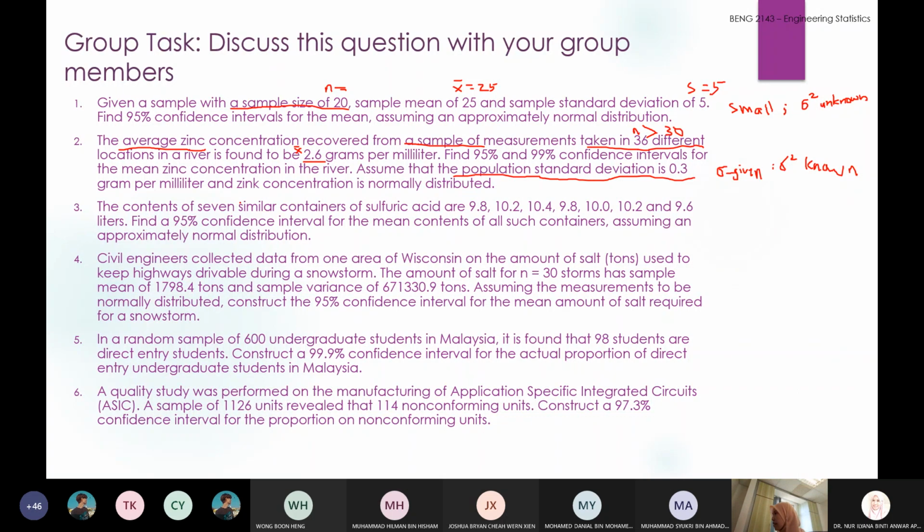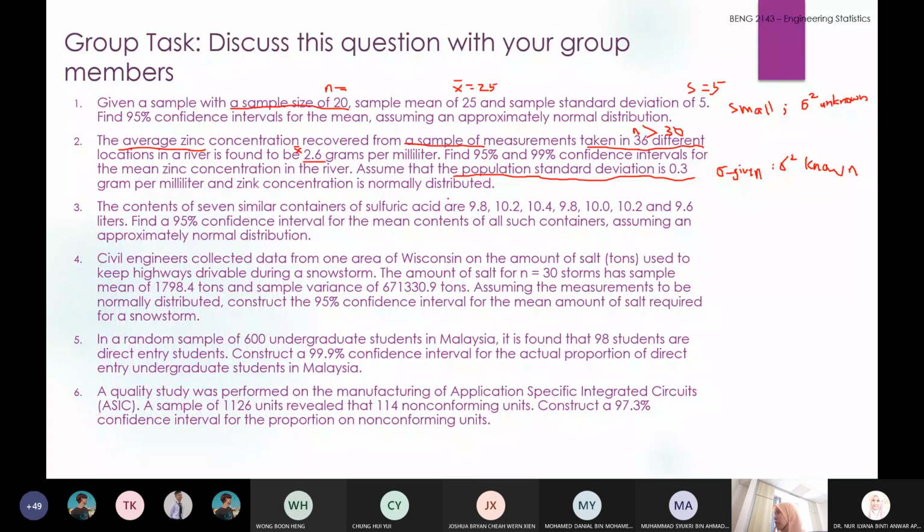The contents of 7 similar containers of sulfuric acid are this one, this one, this one, this one, this value, this value. Find the 95% confidence interval for the mean content of all such containers, assuming an approximately normal distribution. Okay, how about this one? Small, unknown. Okay, be careful about this one.